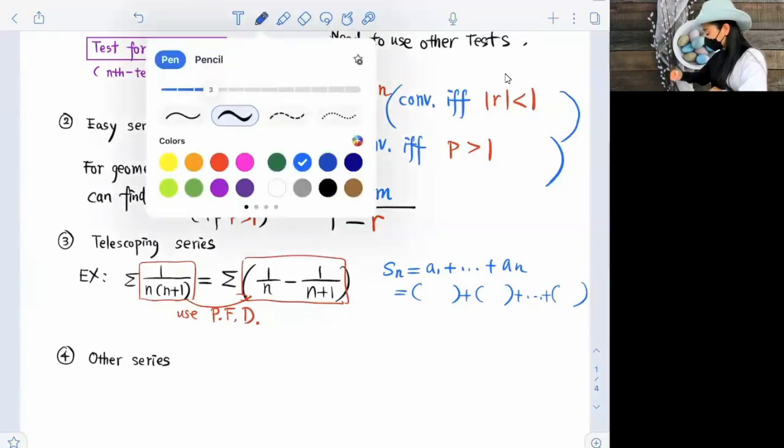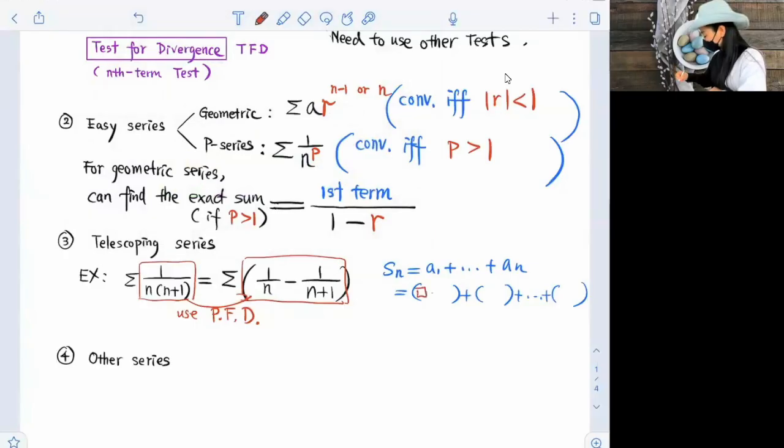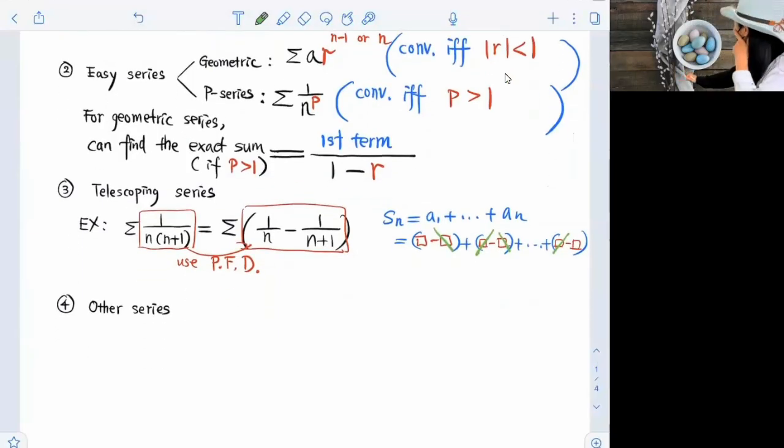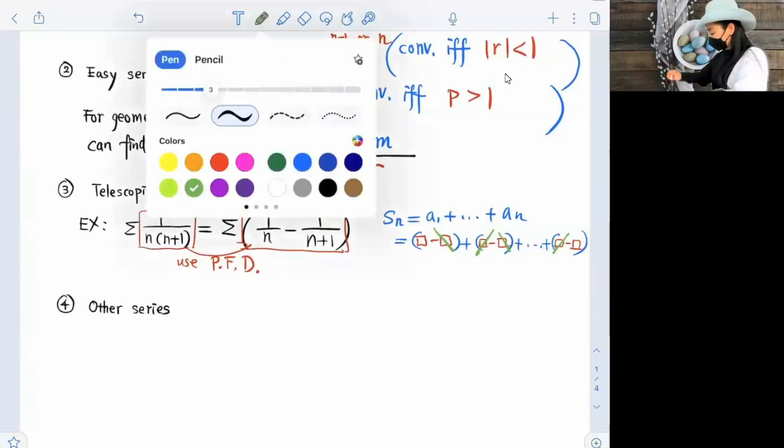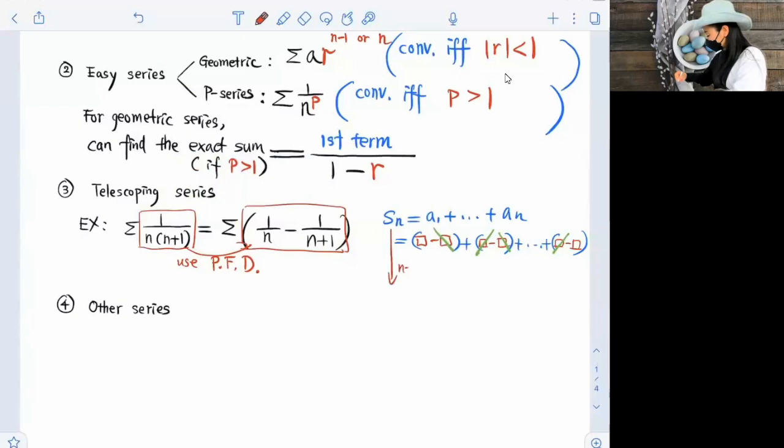And then you see if they cancel, right? So you have this, subtracting this, cancel, etc. Right? And then after you find the Sn, you let n go to infinity. Then see, is it a finite number? If it's a finite number, then that's the sum for the series. If it's not a finite number, then the series diverges. That's for the telescoping series.